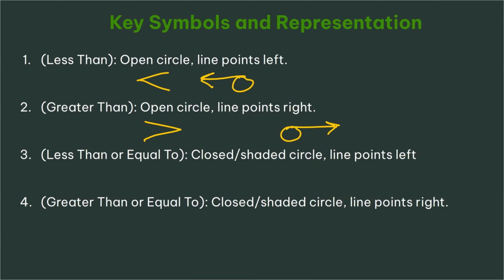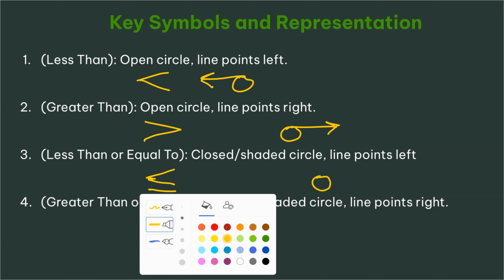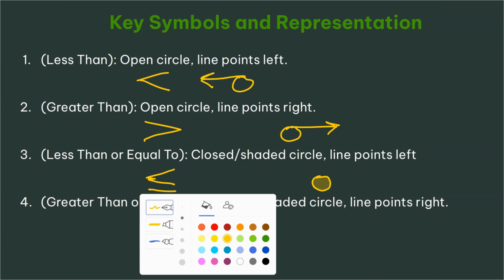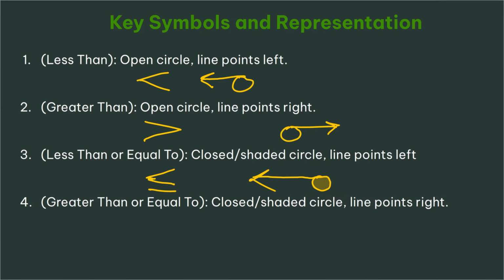And then for less than or equal to, the symbol is this way. This is less than, and then equal to. But for this case, we're going to use a closed or shaded circle, and the line will point left. So this is our circle, and let's shade it. After shading the circle, we are going to point to the left side because it's less.